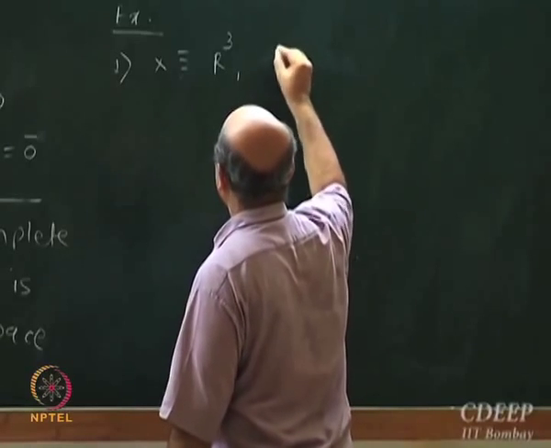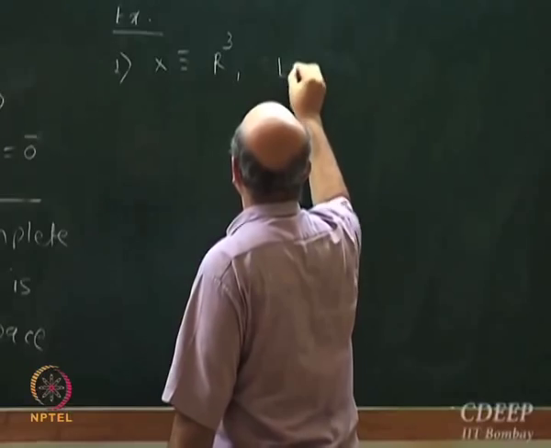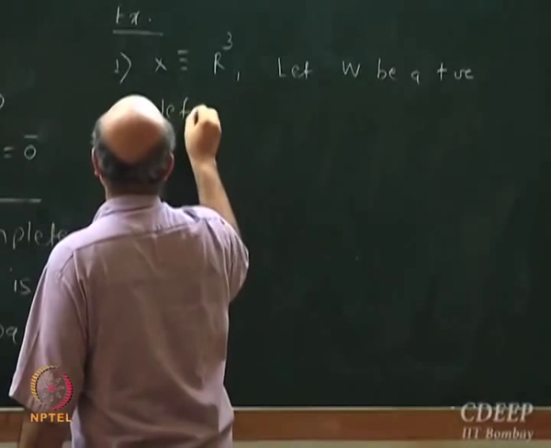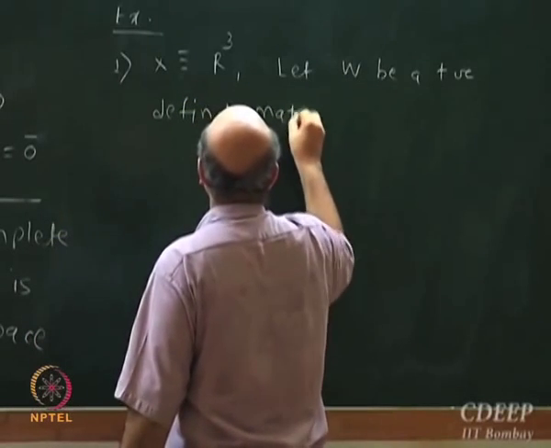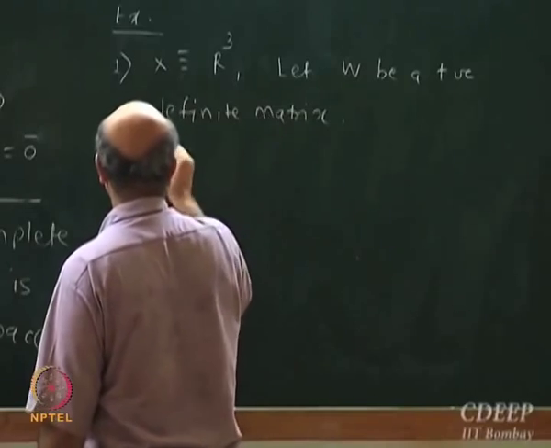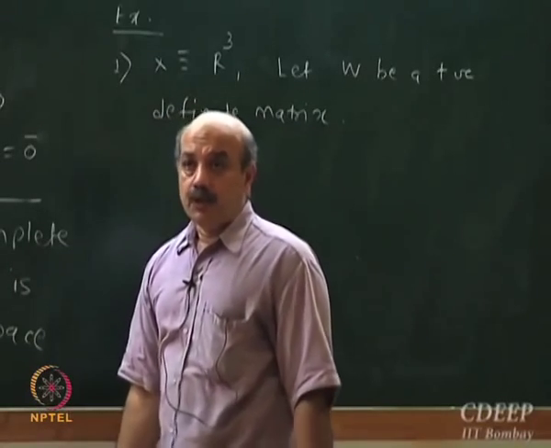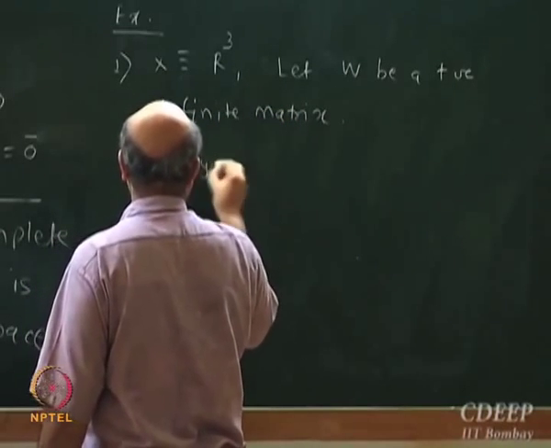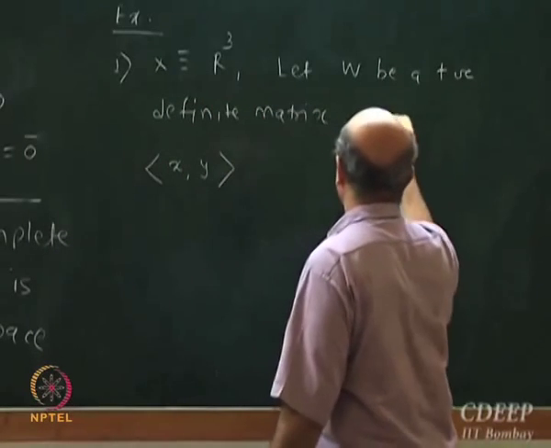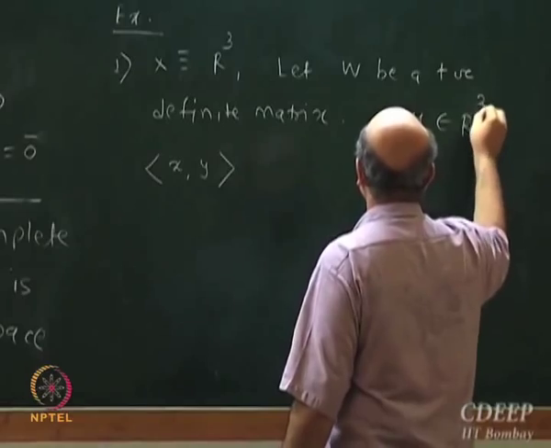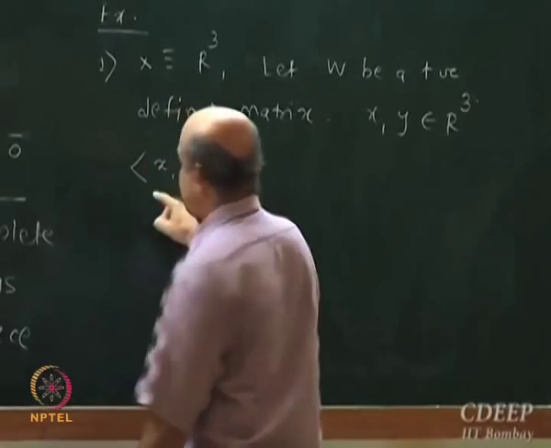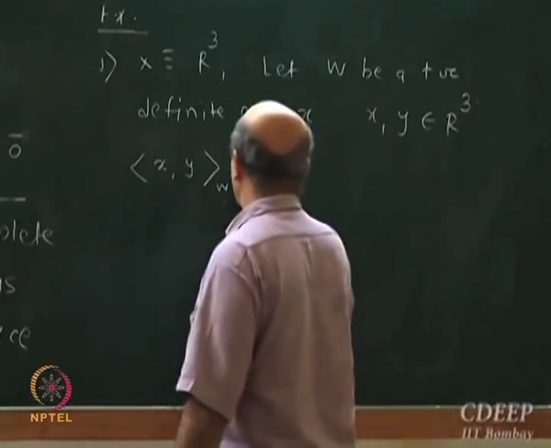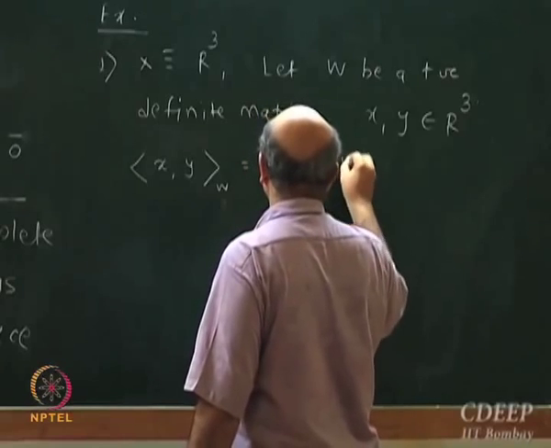So let W be a positive definite matrix. Now we define an inner product using this positive definite matrix W. My inner product for any two vectors x, y that belong to R3, x inner product y, I am going to give a little subscript W, is going to be defined as x transpose W y.